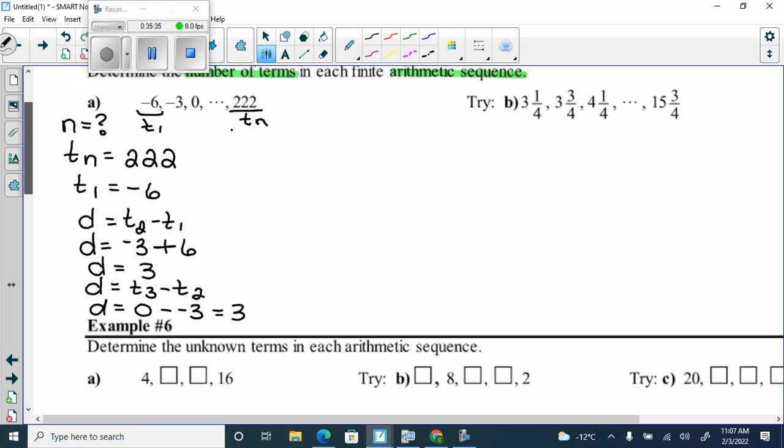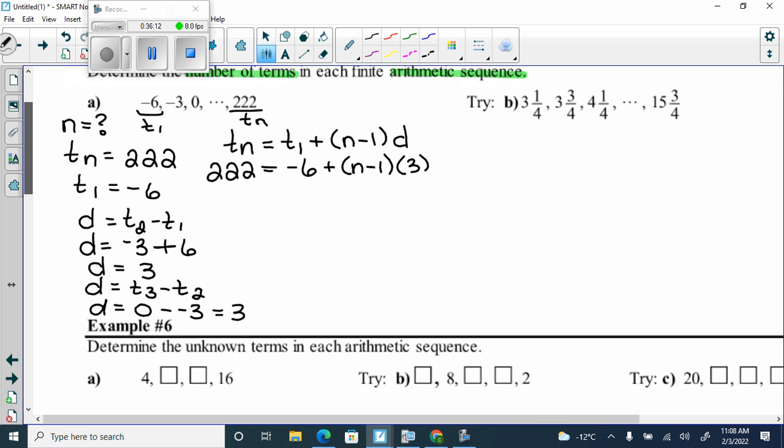The formula is Tn equals T1 plus (n minus 1)d. Tn is 222. T1 is negative 6, plus (n minus 1), we don't know, and then d is 3. Now, just in case you didn't know this, isolating a variable means I have an n, it's stuck in a whole bunch of stuff, and I want to get it by itself. That's what isolating a variable means, right? There's a whole bunch of stuff stuck to it right now, and I want n equals something at the end.